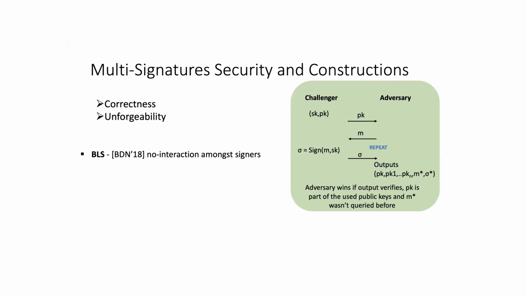So what do we know about multi-signatures? For BLS, we already saw the result. The nice thing about the BLS multi-signature is that, as we saw before, it looks like an aggregated signature. It doesn't really need interaction between the signers.